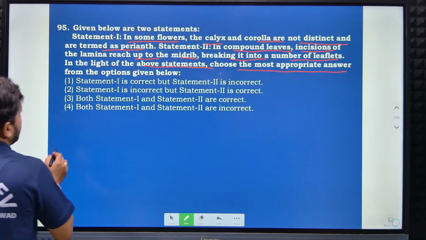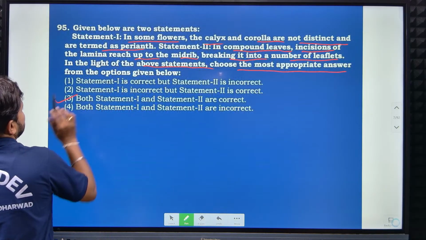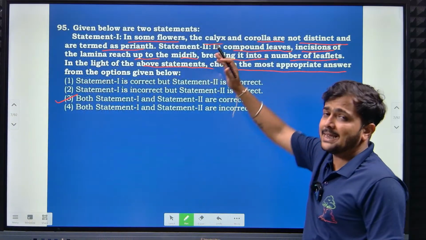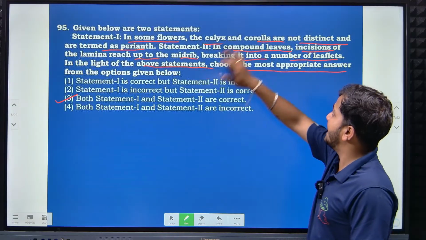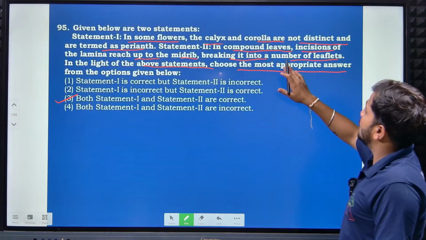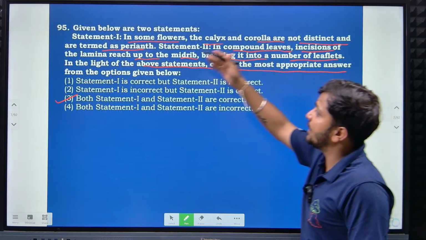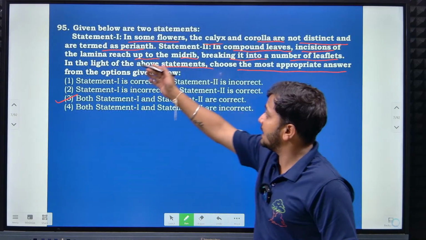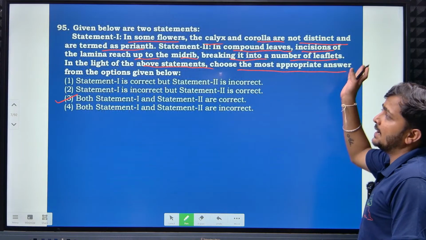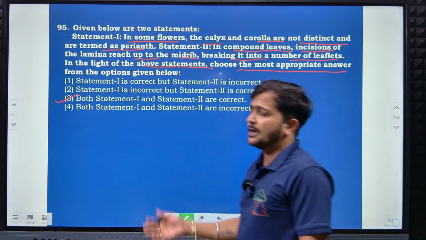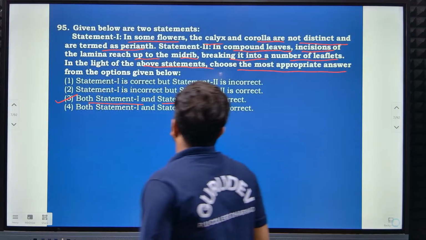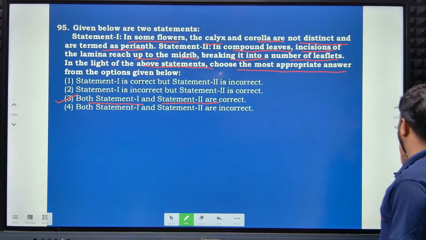So according to that, both the statements are correct, because when there is no differentiation between calyx and corolla, we definitely term it as perianth. Then in compound leaves, the incision of the lamina reaches up to the midrib, breaking it into a number of leaflets. Such an arrangement you are going to find with respect to the leaf. So both statement 1 and statement 2 are correct. So option 3 is correct here.